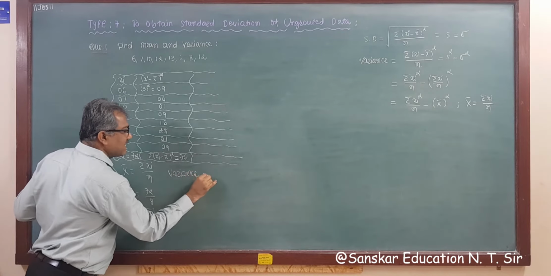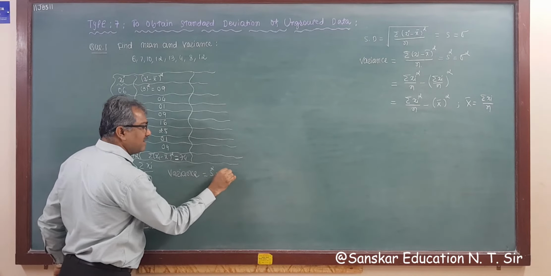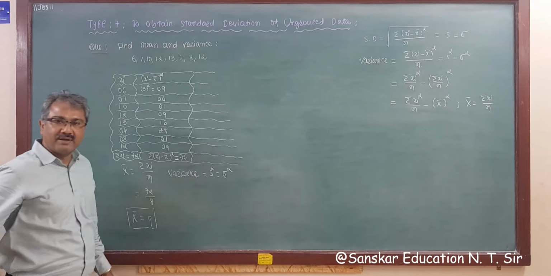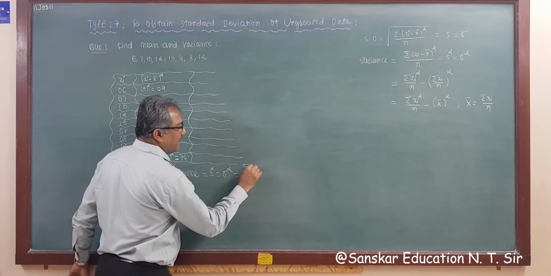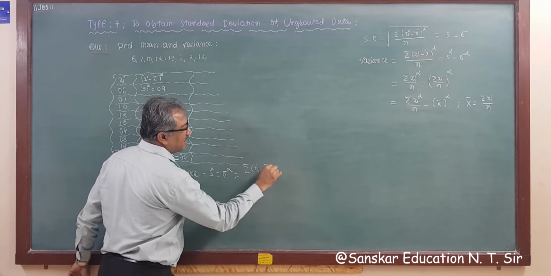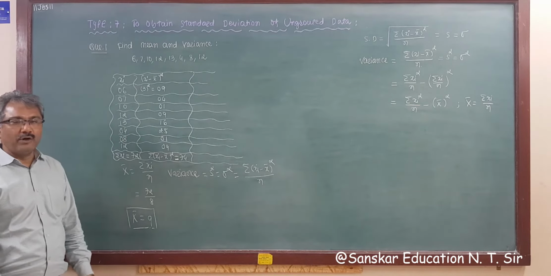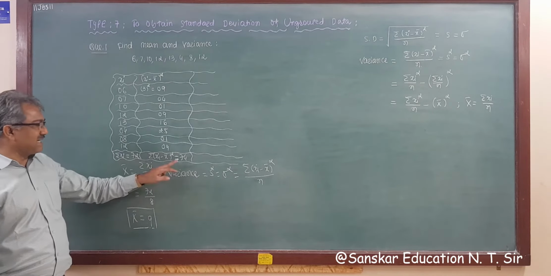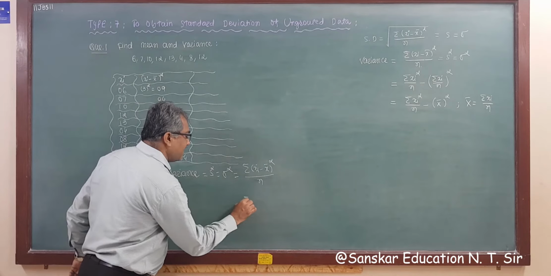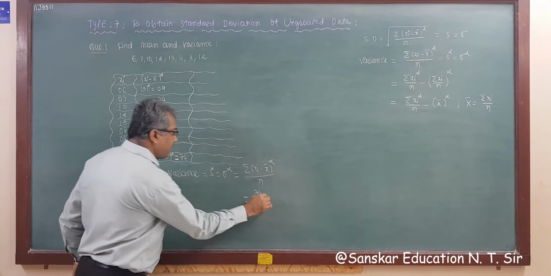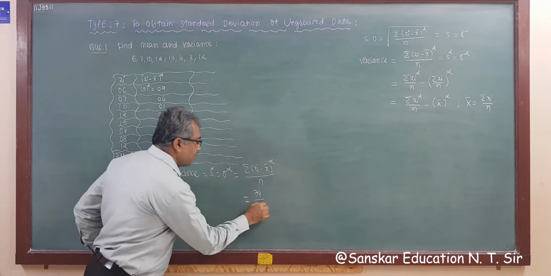So variance is equal to the formula. Either we can do it by s square or sigma square, right? So this is equal to sigma (xi minus x bar) whole square, whole upon n. Now sigma (xi minus x bar) whole square is 74. So this is 74, divided by n. n is 8, so divide by 8.